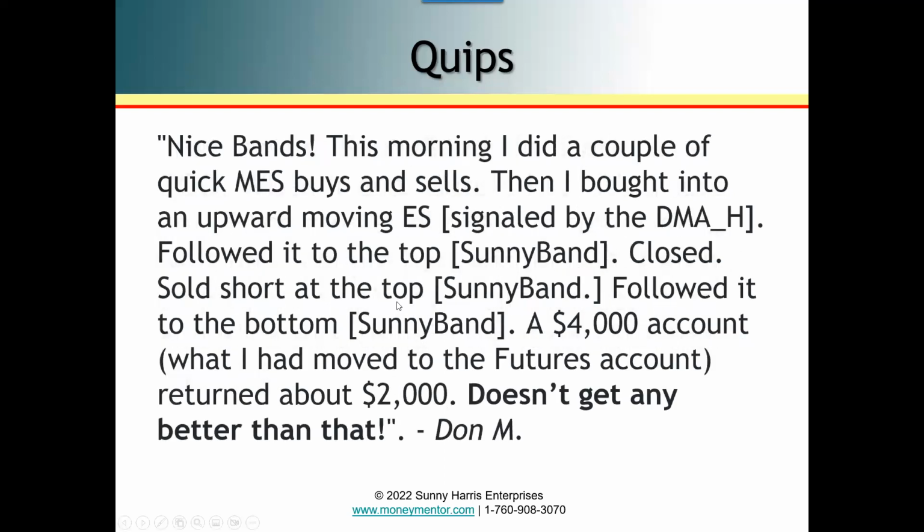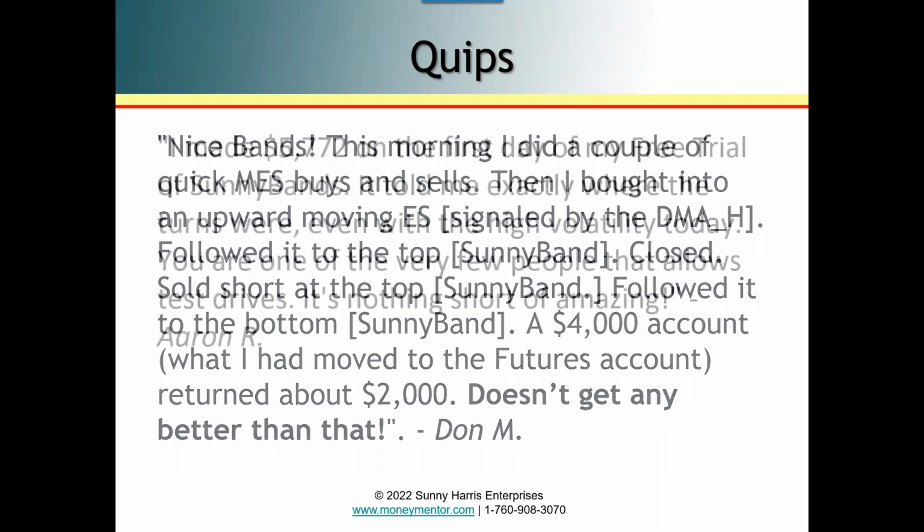Here's another one. It says nice bands. This morning I did a couple of quick MES buys and sells. Then I bought into an upward moving ES, which was signaled by my indicator, the dynamic moving average histogram. I followed it to the top, SunnyBand closed, sold short at the top, SunnyBand, followed it to the bottom. A $4,000 account returned $2,000 profit in one day. So not bad to get 50% on your move of that day.